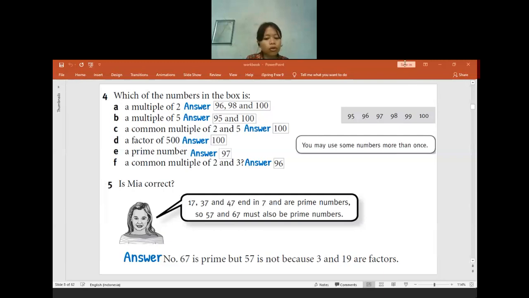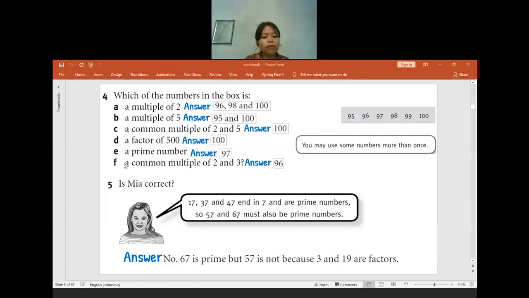Or if you think my voice is not audible enough, you can remind me through the chat box. Is there anything confusing? No? Okay. If nothing is confusing, let us move to question 5. What do we have in question 5?